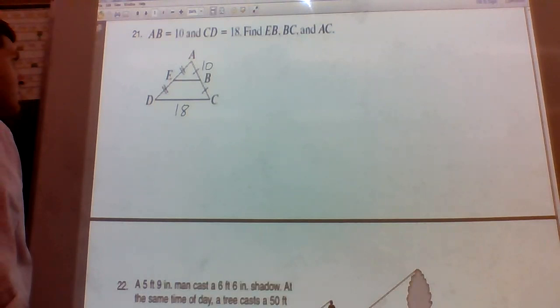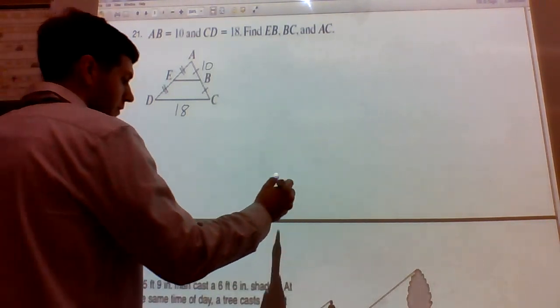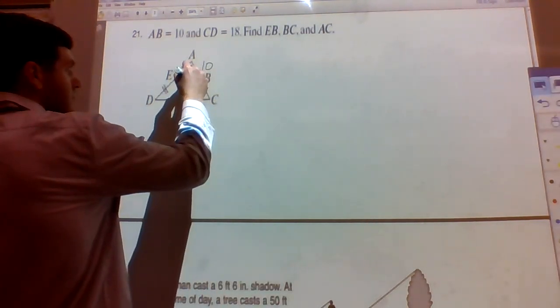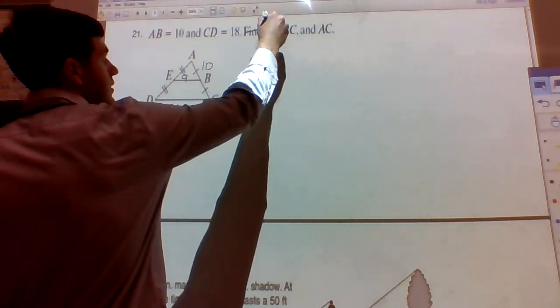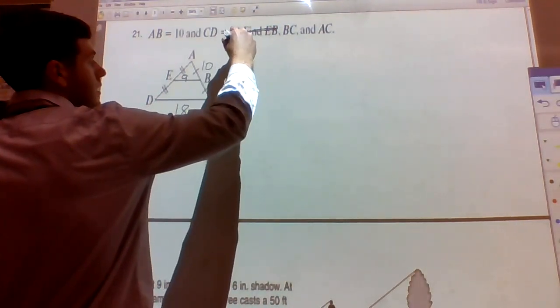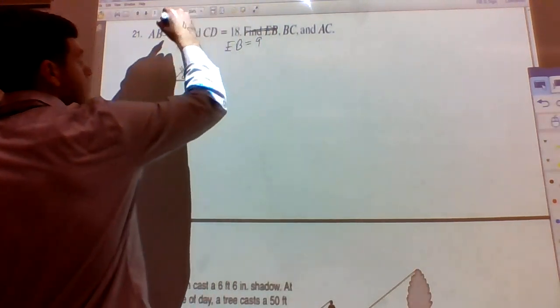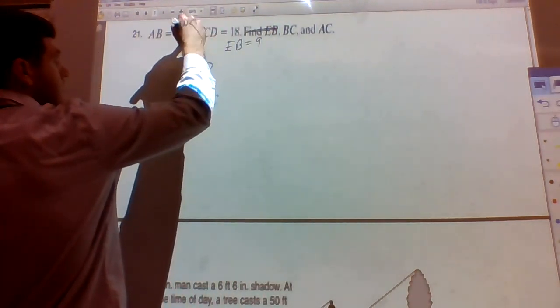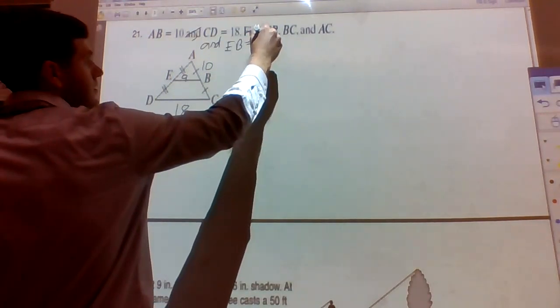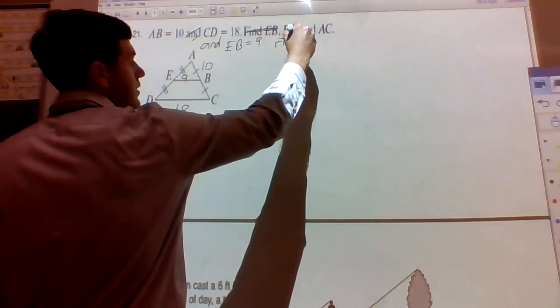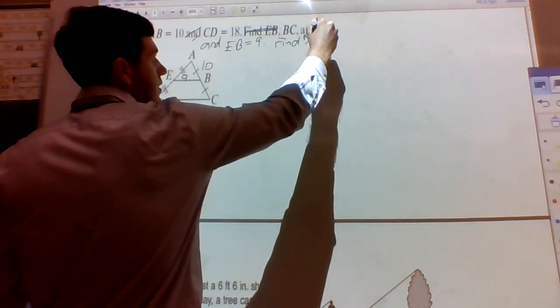It's the mid-segment theorem one. We didn't talk about the mid-segment theorem. So anyways, that's going to be 9. So let's just call that 9. So let's say EB equals 9. That'll be part of our problem. Now we want to find those two.